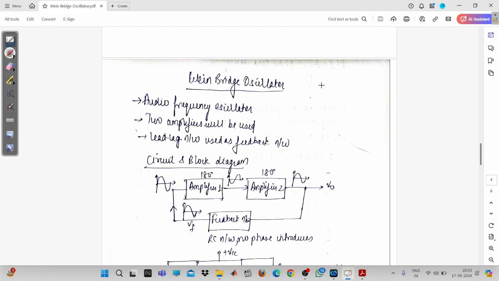The first criterion is mod of A beta will be equal to 1, and the second criterion is the angle of the forward path gain and the feedback path gain should be equal to 0 degree or 360 degree.